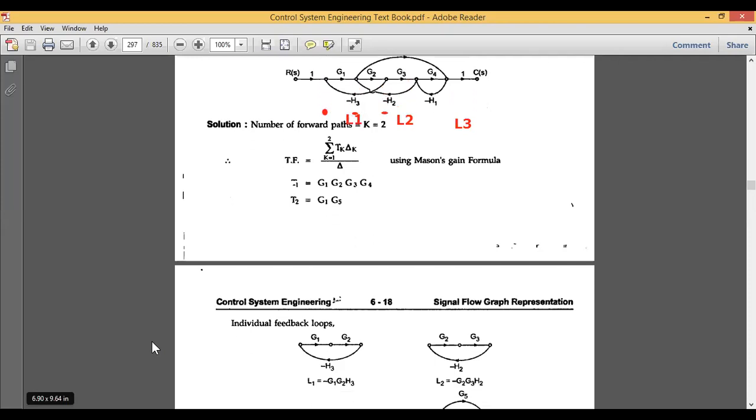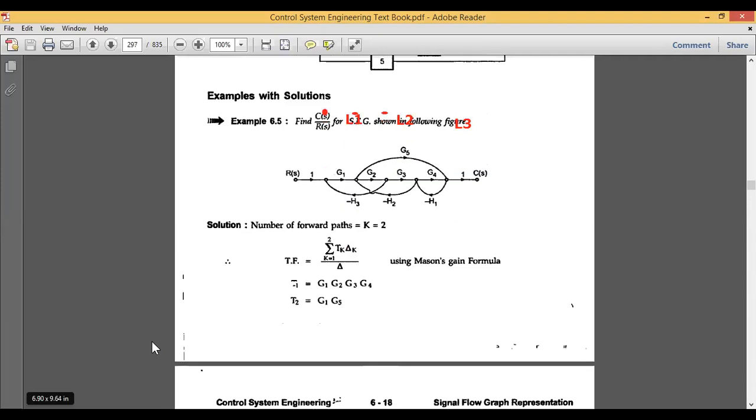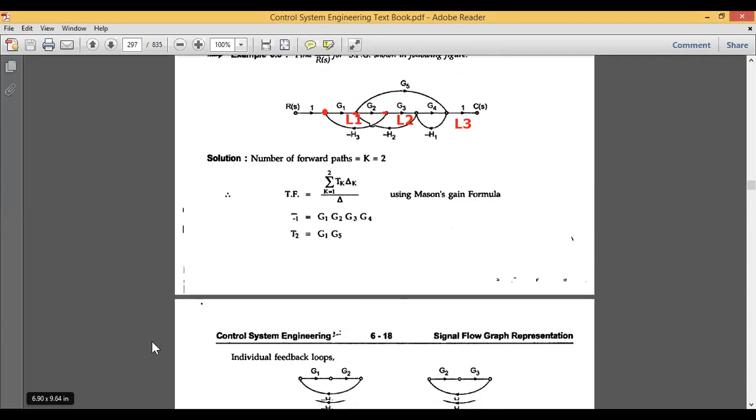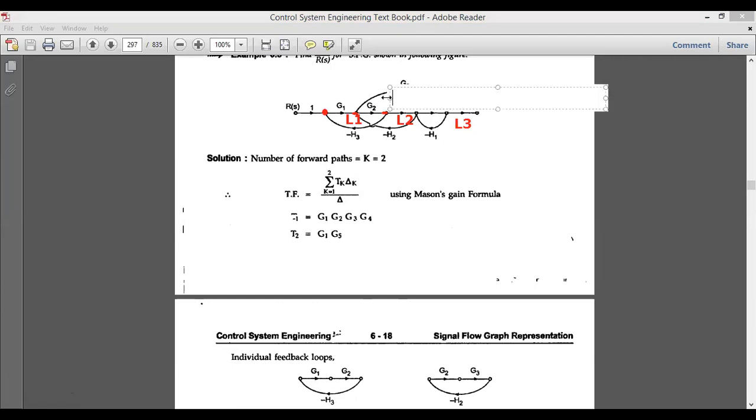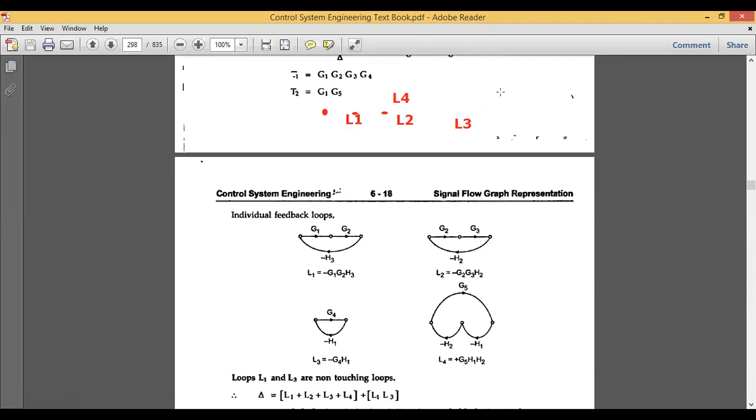So let us find the value of L1, L2 and L3. So these are 4 loops we have. So therefore better we will represent it by one more number here. So that is L4. So let us take this as L4. Okay, this is L4. Fine. Then the various loops what we get here is this is L1. So L1 is nothing but you should multiply all the variables. So L1 is equal to minus G1 G2 H3.